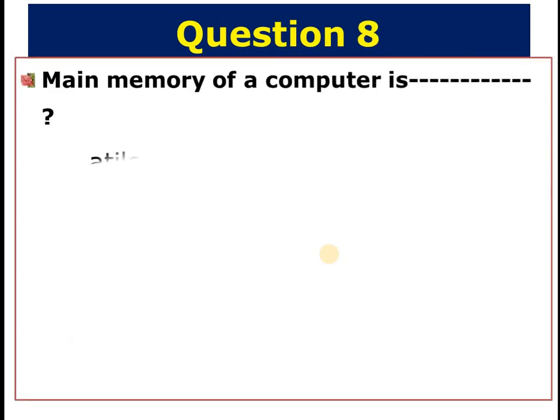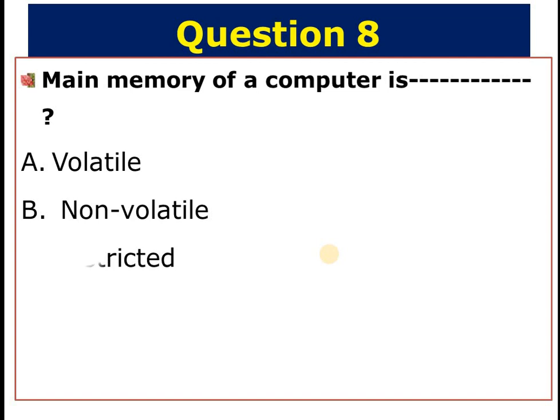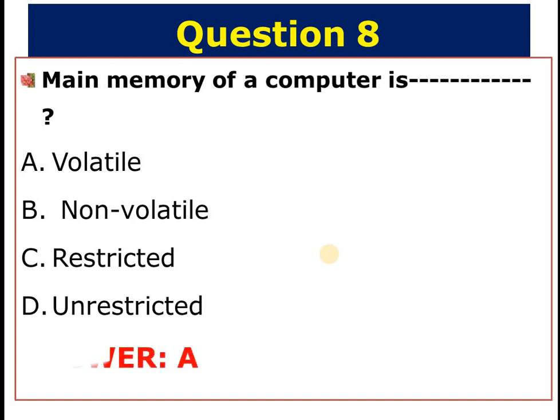Question number 8. Main memory of a computer is blank. A. Volatile, B. Non-volatile, C. Restricted, D. Unrestricted. The answer is choice A. Main memory of a computer is the volatile memory part of a computer.